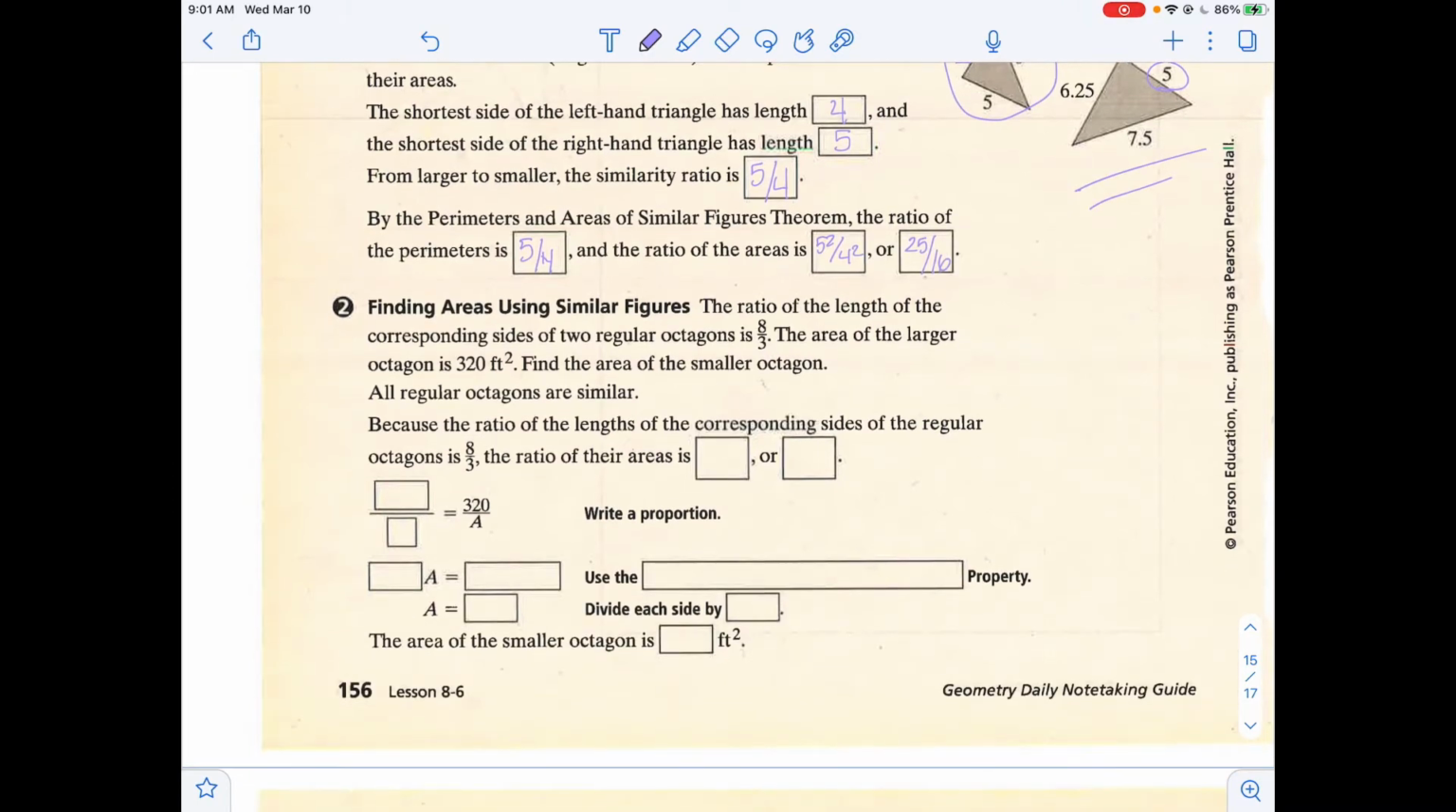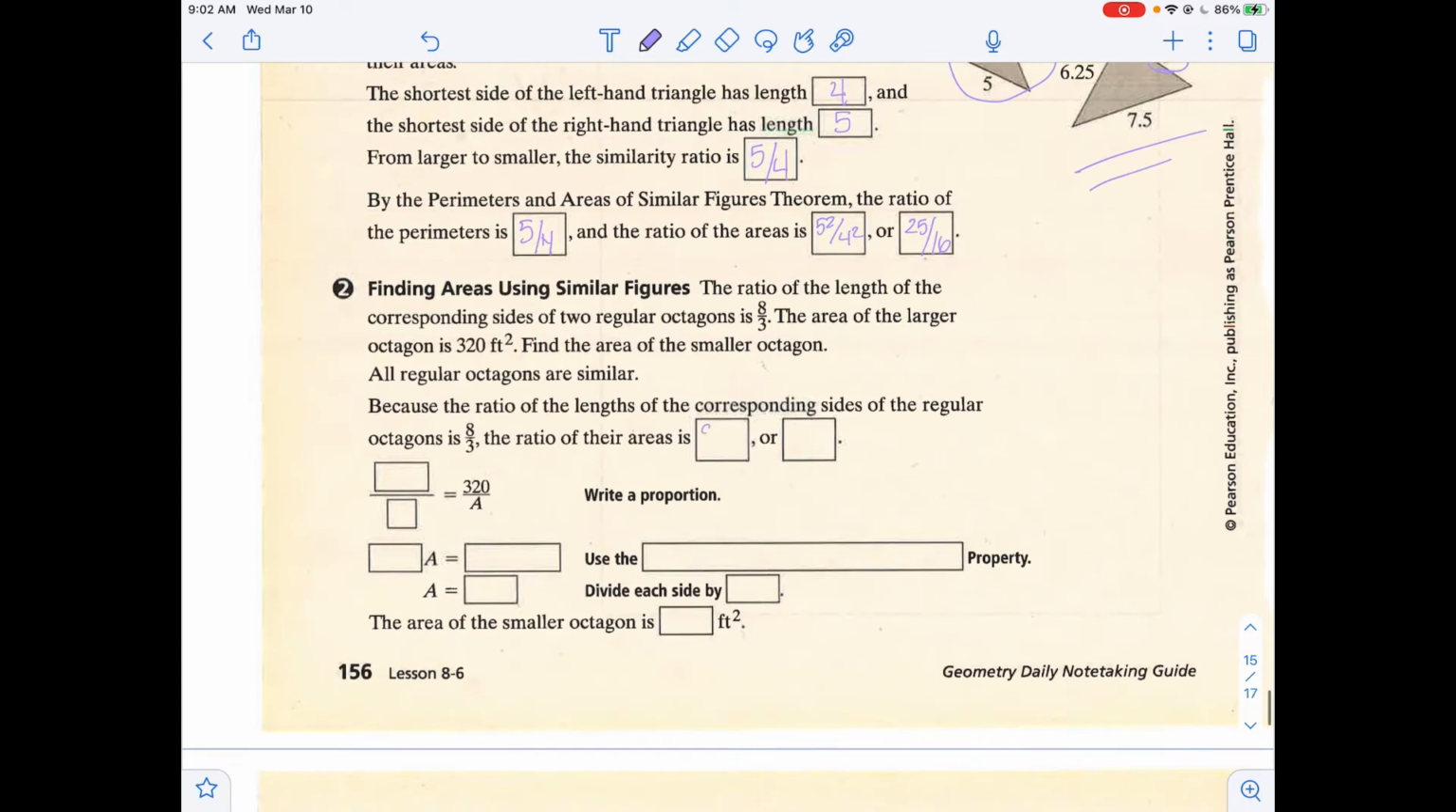Then we've got example 2. Find the areas using similar figures. So the ratio of the length of the corresponding sides of two regular octagons is 8 to 3. The area of the larger octagon is 320 feet squared. Find the area of the smaller octagon. All regular octagons are similar. So we know they're similar because the ratio of the lengths of the corresponding sides of the regular octagons is 8 to 3. The ratio of their areas is 8 squared to 3 squared, which is 64 over 9.